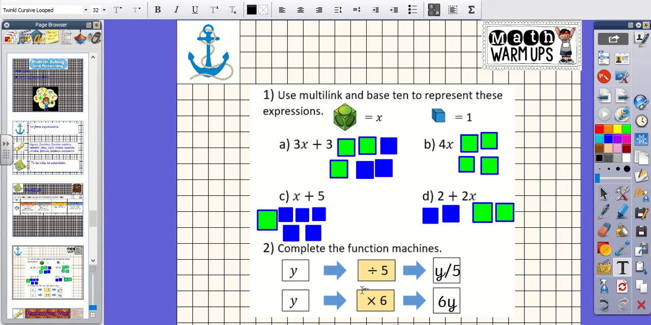Function machine then. So y goes in, it gets divided by 5. That would be shown as y over 5, so that is your fraction line in the middle there. I just can't show it using the keyboard. And then the next one, y multiplied by 6 would give us 6y. Remember, if a number is before a letter, it means multiply.